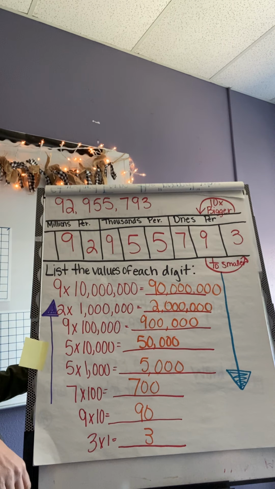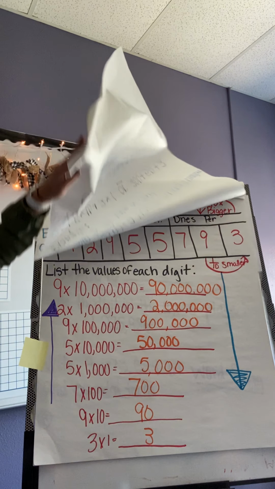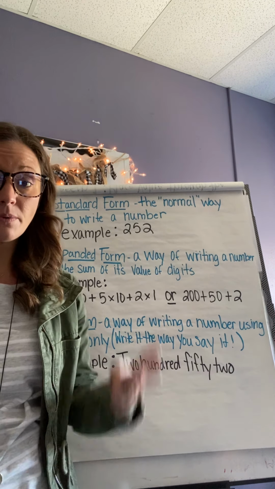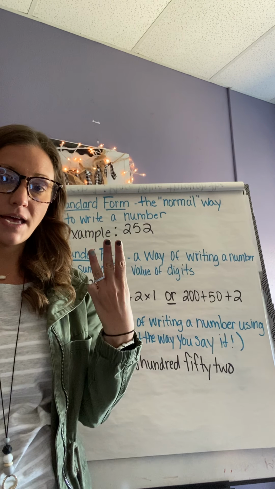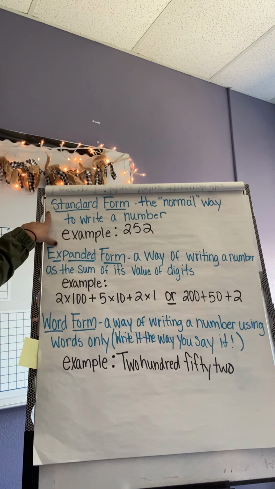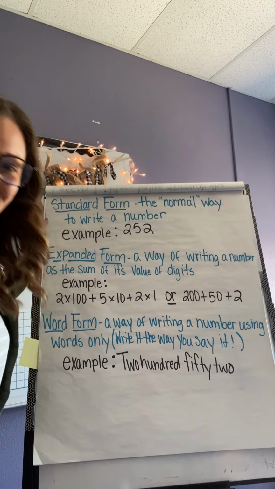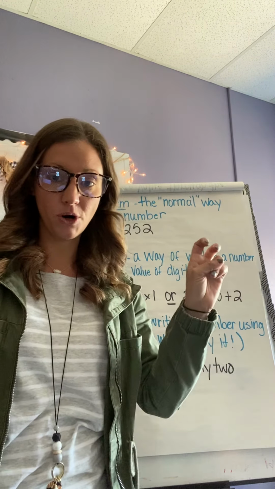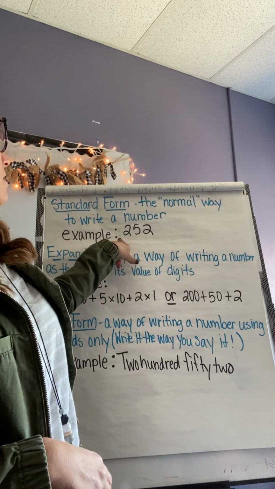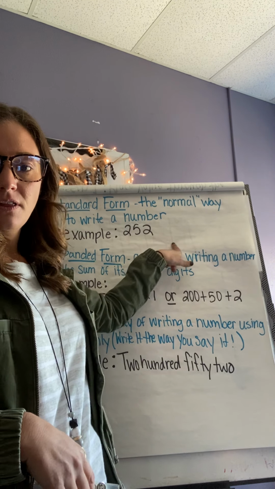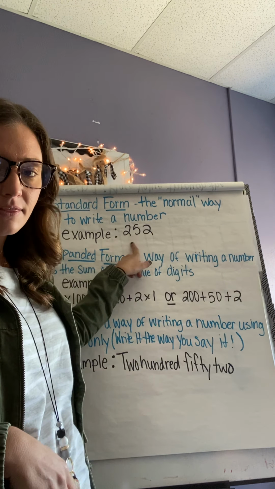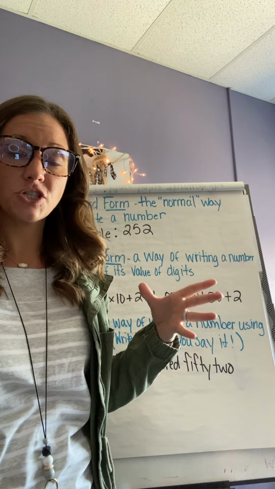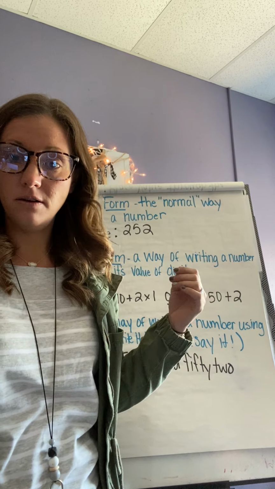So now we're going to talk about the way that we write numbers. In 5th grade, there are 3 ways that we can represent a number. The first way that we can represent a number is in standard form. I like to call this the normal way. 252. That is written the normal way, the standard way of writing a number. It's just the numerical expression written in number form.